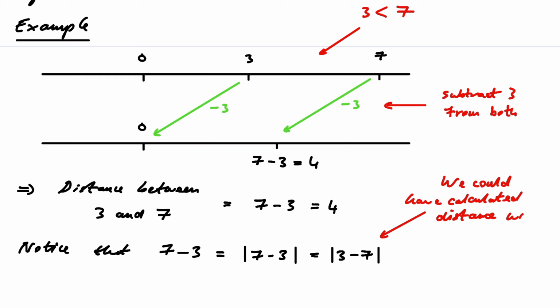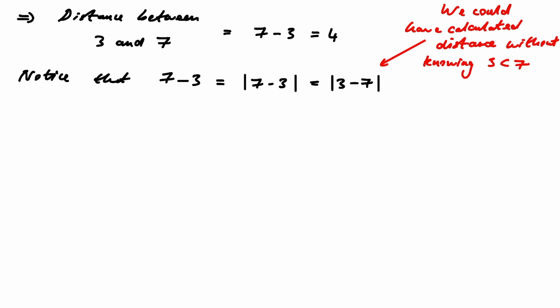Without knowing that 3 is less than 7 wasn't necessary, right? I just need to take the difference between the two and take the absolute value. Bingo, that's the distance. So the basic conclusion is the following. This works for any points at all. Absolutely anything.